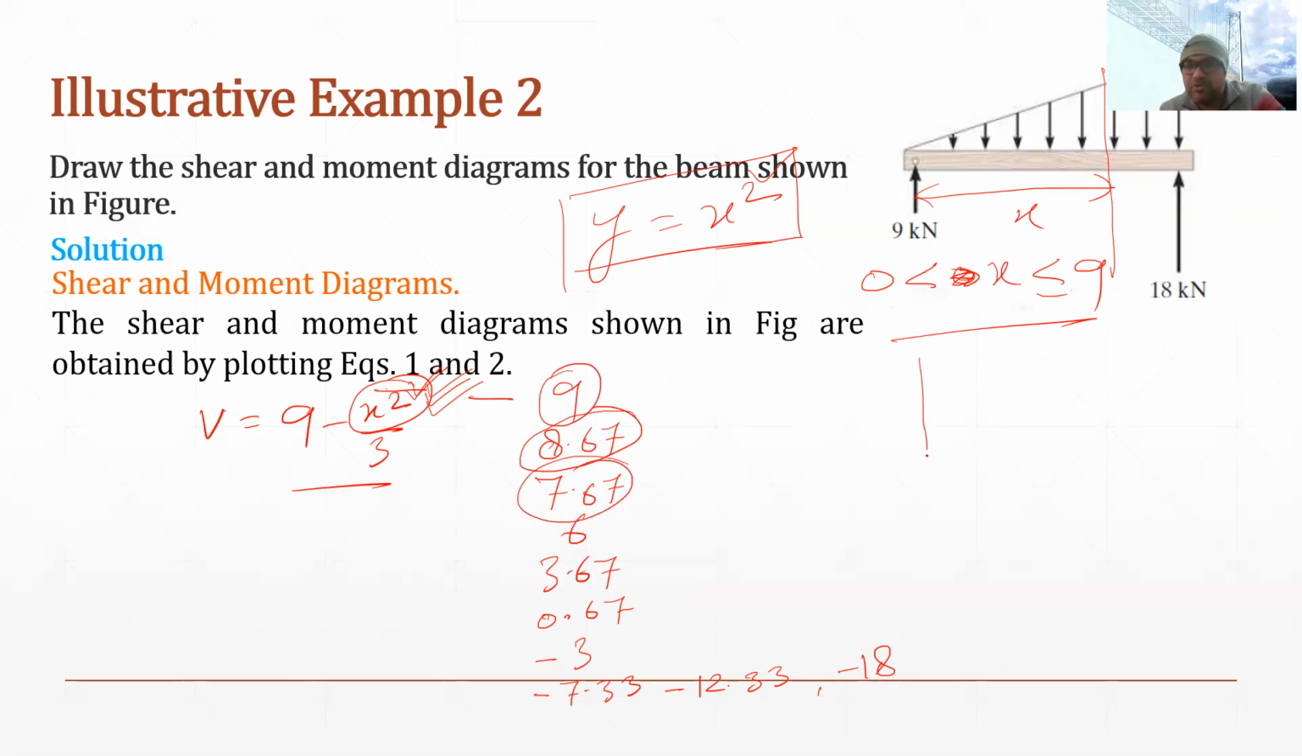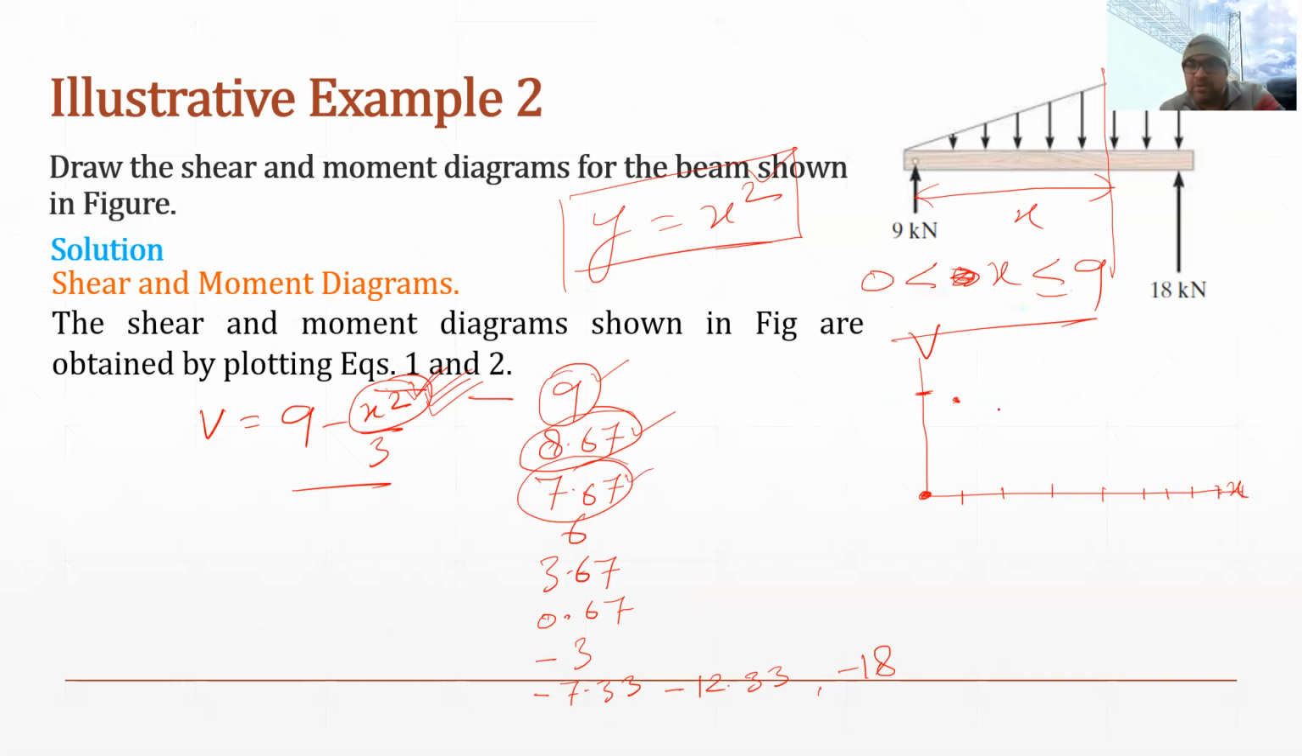So here, if we draw the graph, it will look something like this. This is x, this is v. When x is equal to 0, v will be 9. So say 9 is here. Similarly, when x is equal to 1, it will be 8.6. So I'm marking here 1, 2, 3, 4, 5, 6, 7, 8, 9, something like this. For each ordinate, we will find out the value. When we put x equal to 1, we get 8.67, so this point is here.